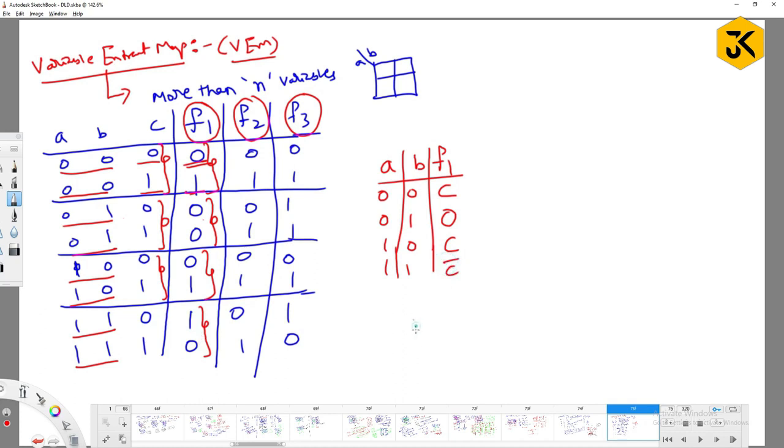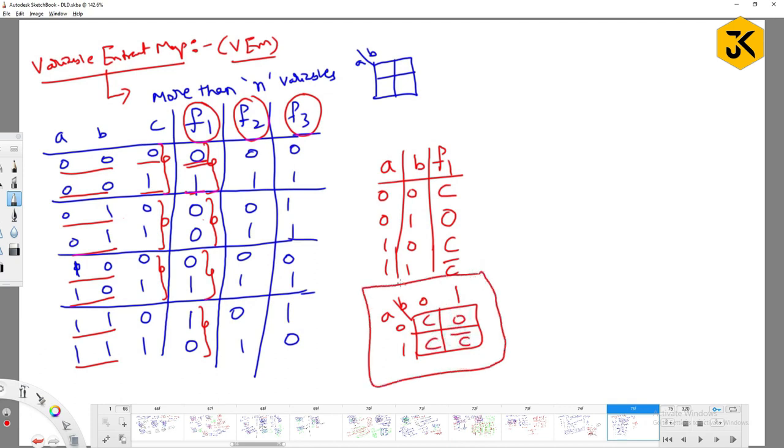Now can you draw the expression for this? AB 0, 1, 0, 1. What is 0 0? C. 0 1? 0. What is 1 0? C. What is 1 1? C complement. So this is what I can call a variable entrant map. Meaning that with the help of a two variable map, I can represent a three variable map.